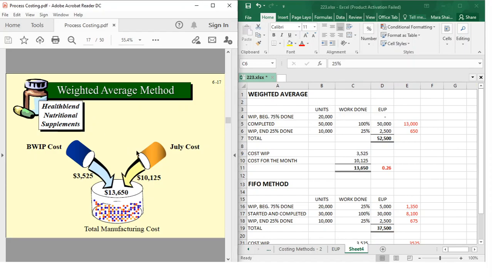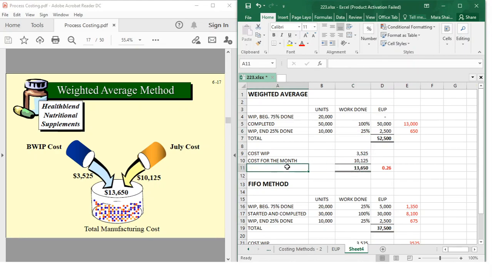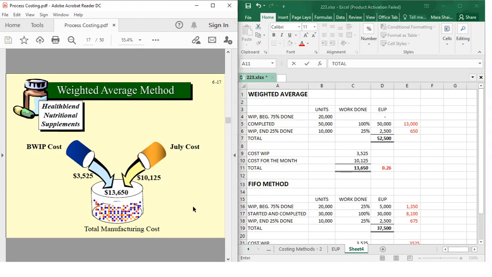Now, for your cost, what happens in weighted average is that your cost in the beginning and your cost for the month are put together in one big bucket. So that is the total manufacturing cost. Meaning, it is no longer necessary to compute separately for the work in process beginning and your cost for the month. As you can see here, you added up your total cost. What is the total? You have a total of 13,650. So you then get your unit cost.